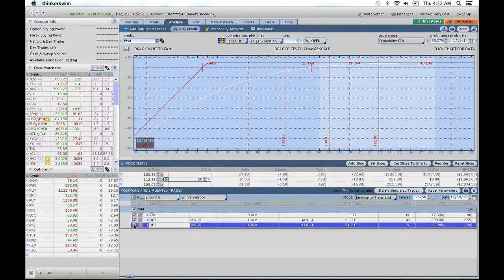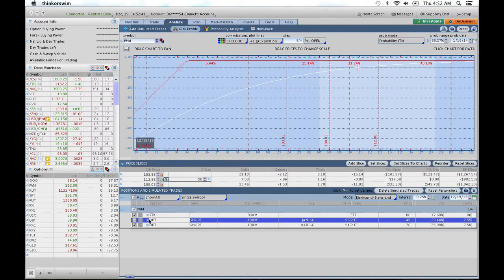Earlier this week, I also sold the March 94 put, and I sold that with 94 days to expiration. And we're up a little bit of money on that already, let's call it $17.50 or so, something like that.